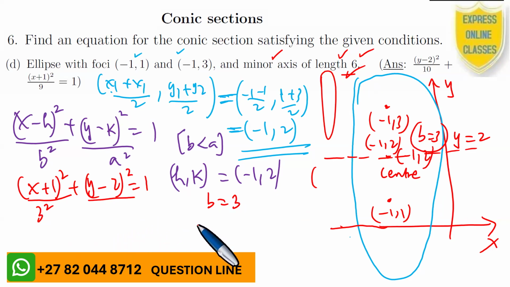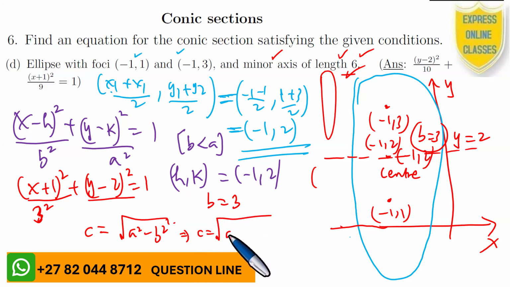So the question is, how would you find the a? It's easy to find the a because you're going to use c squared is equal to a squared minus b squared, because you have already got b. So c is the square root of a squared minus 3 squared, because b is 3. But c is the distance from the center to the foci.